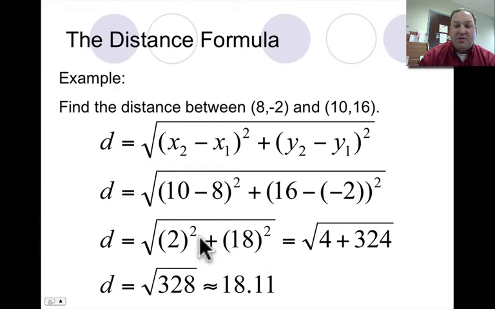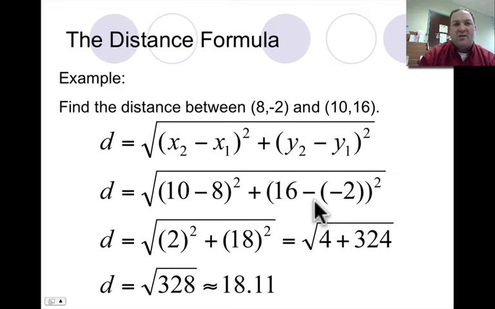Then you square both of these, you're going to get 4 plus 324. So you're going to get the square root of 328. And you take the square root of 328, you're going to get approximately 18.11. So it's really easy. It's a plug and chug process, but be careful on things like this, 16 minus negative 2. Those are where you're going to make your mistakes.